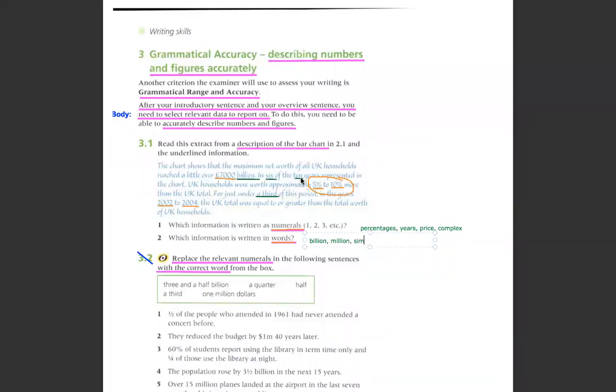They're small, or we can call them simple numbers. So simple numbers are 1 to 10. So if we're writing 1 to 10, you need to use the word, not the number. Okay, so please remember that. If you're writing the number 1 to 10, you should write the word, not the number. Right, what about the last one here, a third? What kind of number is that?